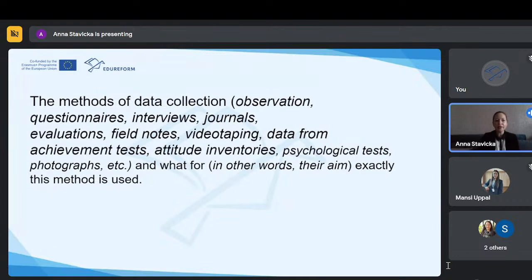So the next category is providing the evidence, and this part would be the methods of data collection. And here in the brackets, I have a couple of examples such as observation, questionnaires, interviews, journals, evaluations, field notes, videotaping, data from achievement tests, attitude inventories, psychological tests, photographs, etc. And what for? In other words, their aim, why this method is used. So you have to choose the most appropriate data collection methods which fit your needs.